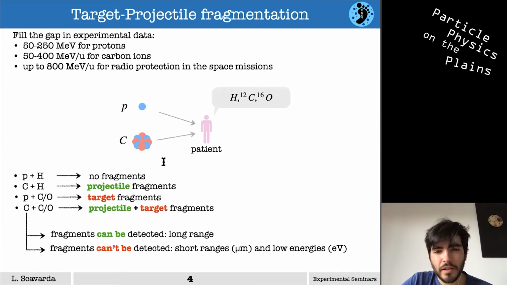But there is a problem with this situation, because for example, if we take protons on carbon or oxygen targets, the fragments will be born only from the target and not from the beam, of course. So in these cases, the fragments will have very low energies, about some eV, and so they will cross very short ranges, about some micrometers, and so they will not be detectable because they will not escape from the target, and so we will not be able to measure the cross sections.